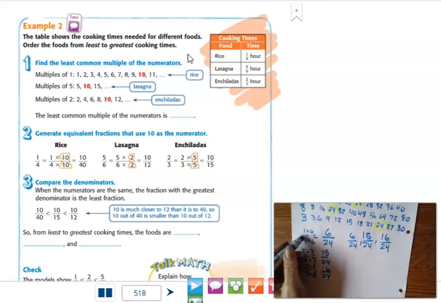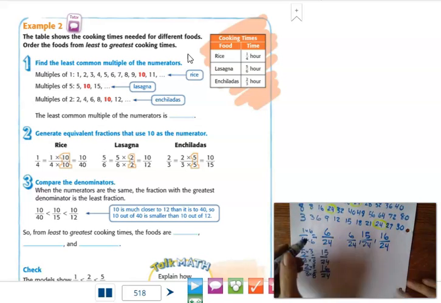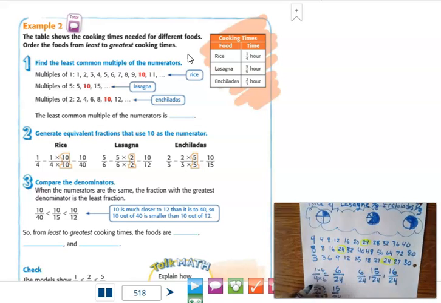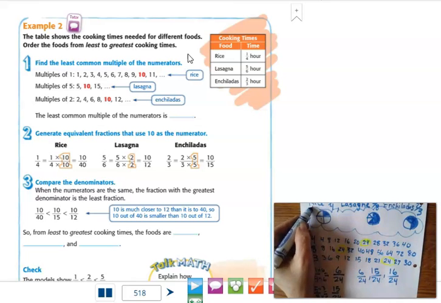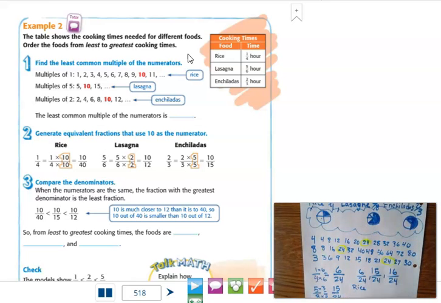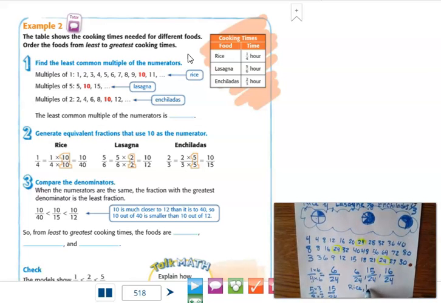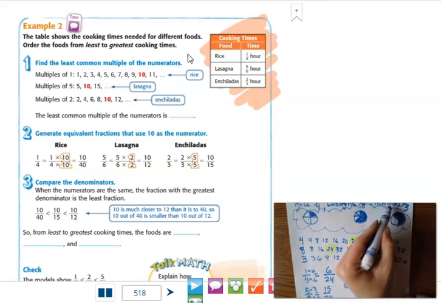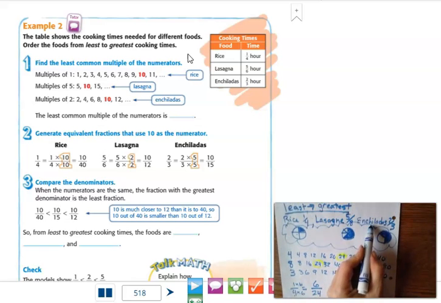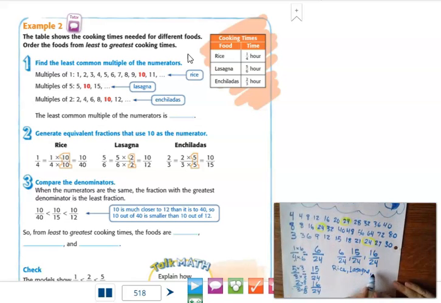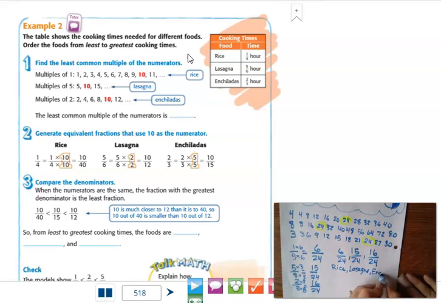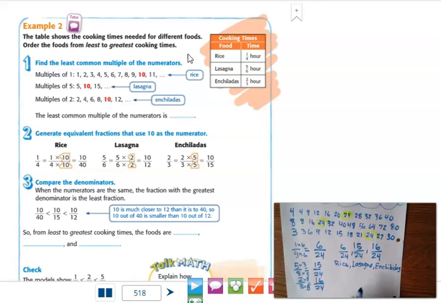Okay. Now I can use the original ones to go back. Okay, which one was 1/4? 1/4 was rice. So rice is the least. Lasagna, 5/8 matches to lasagna. So then lasagna. And then 16, or 2/3, matches to enchiladas. So now I'm going to write rice, lasagna, and enchiladas. That's the order from least to greatest as far as cooking time.